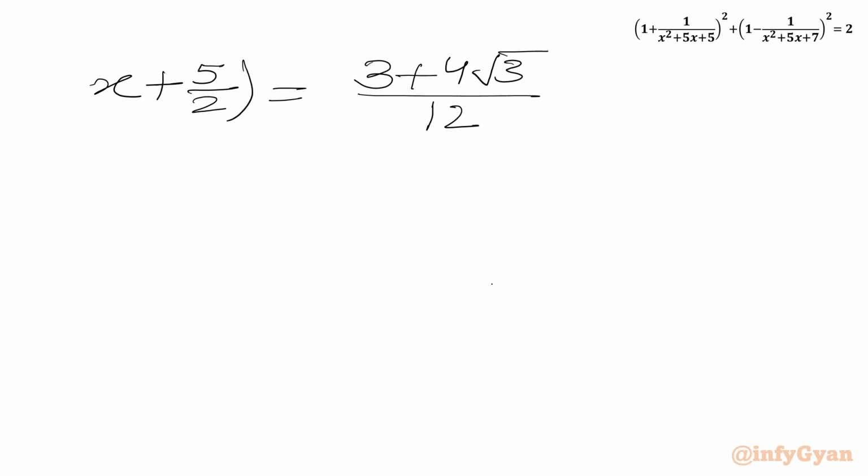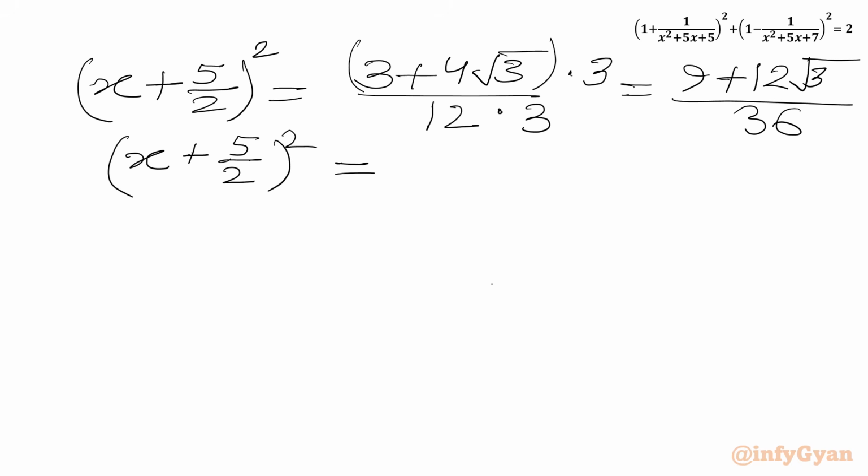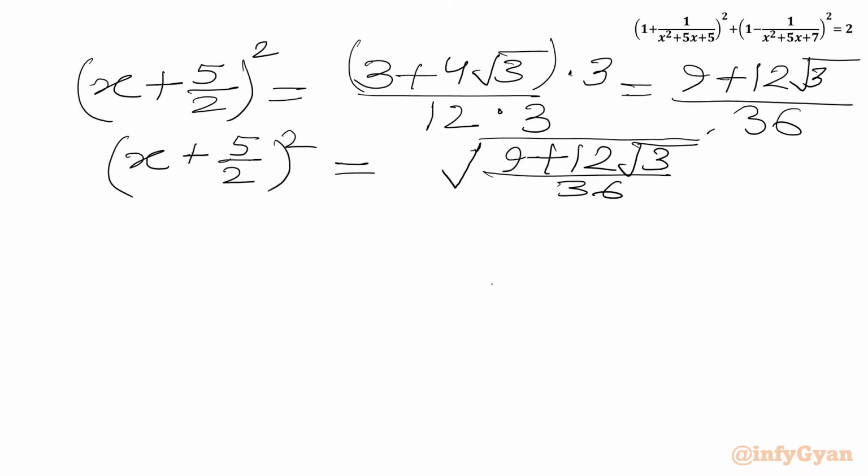2 whole square. Now let's multiply here with 3. So in the numerator, now we will write 9 plus 12 root 3 in the numerator and 36 in the denominator. Now this will be equal to x plus 5 over 2 whole square, equal to, we'll write here square root of 9 plus 12 square root 3 over 36, and let's put power 2.